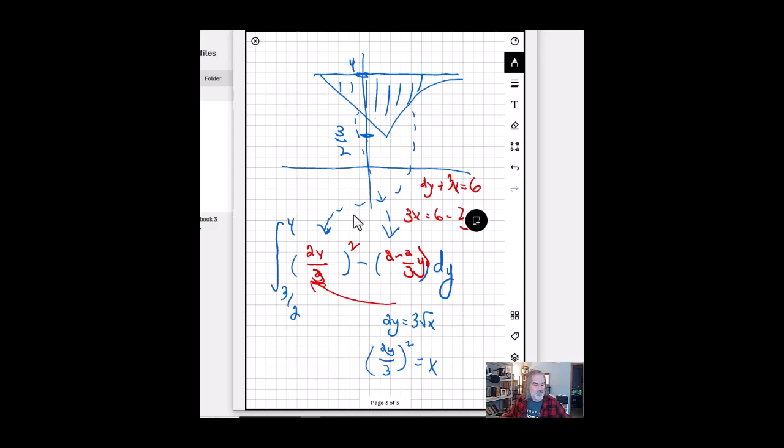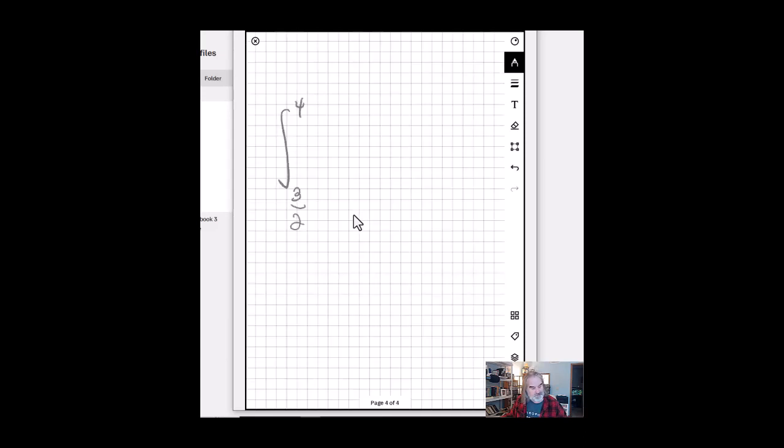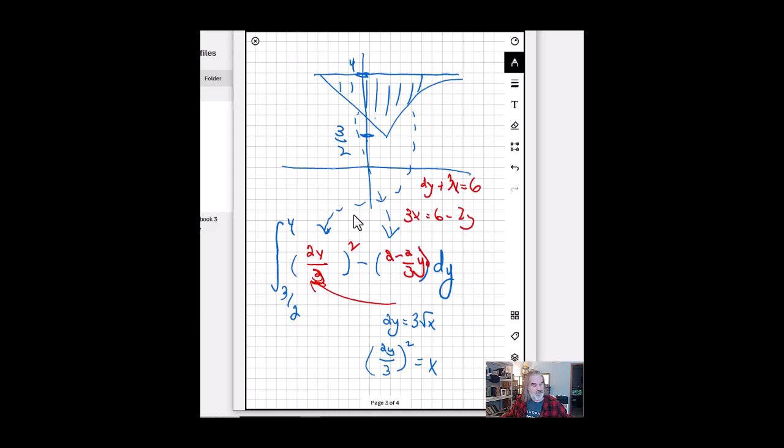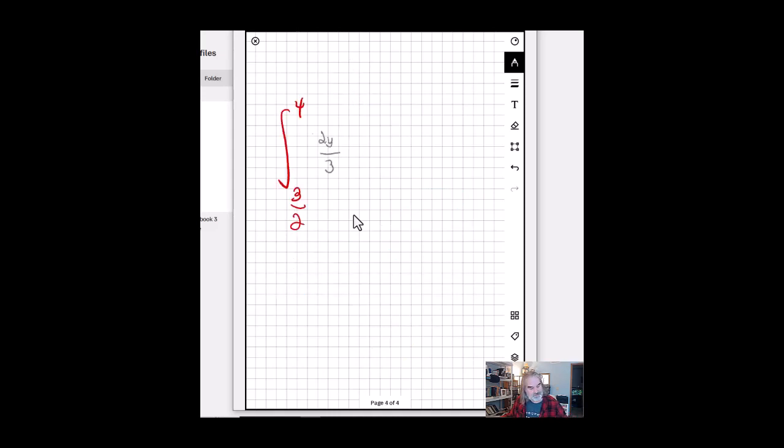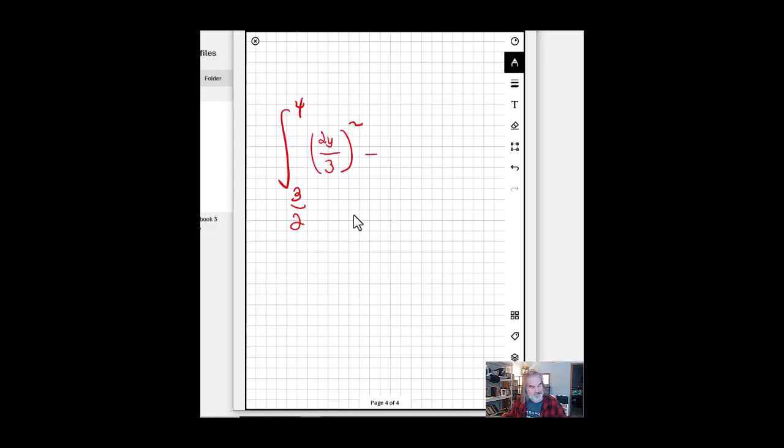I'll write it down once more to clean it up. Integral from 3/2 to 4, 2y over 3 squared, minus, the integral of 2 minus 2y over 3, dy. Okay, so again, I'm going to leave it at that. That is hopefully where anybody, the poster or anybody else, could take this and run with it to get the final value.